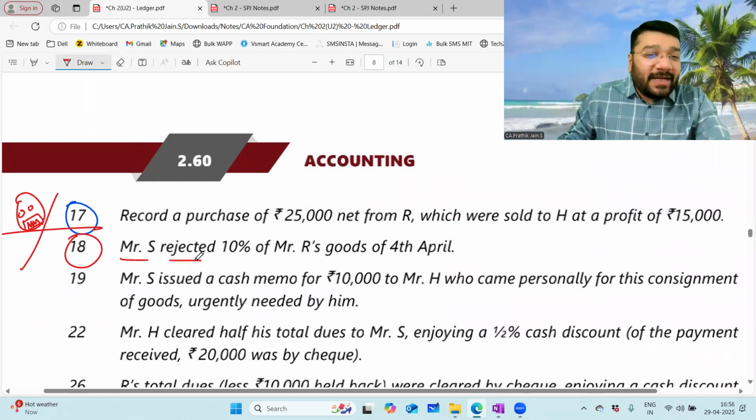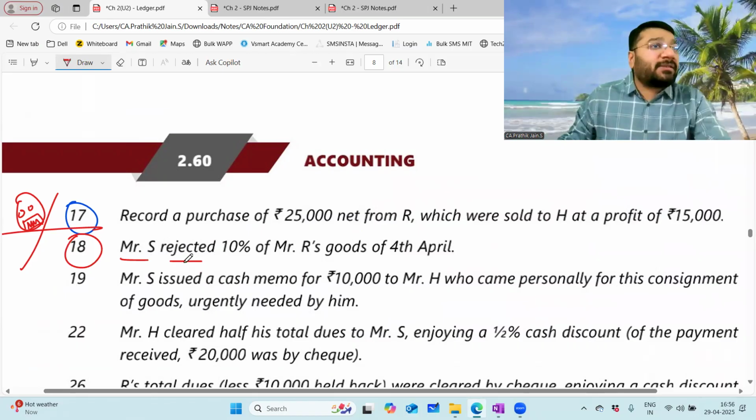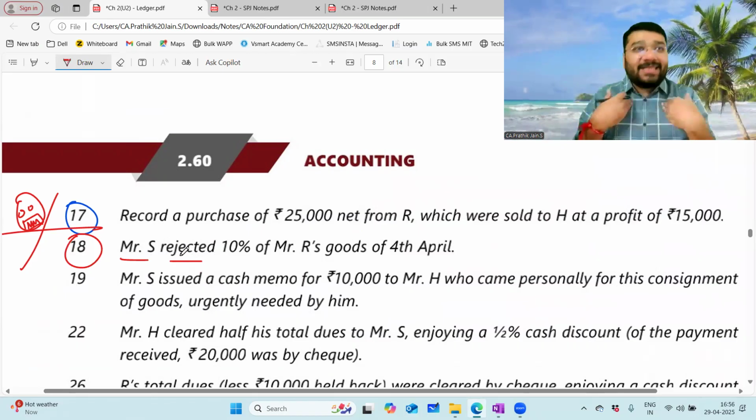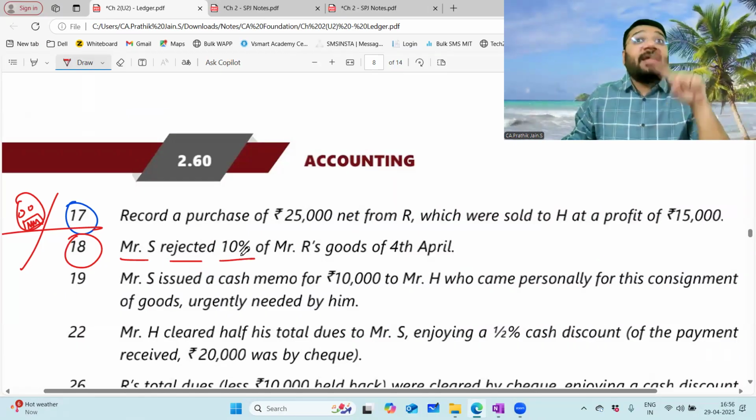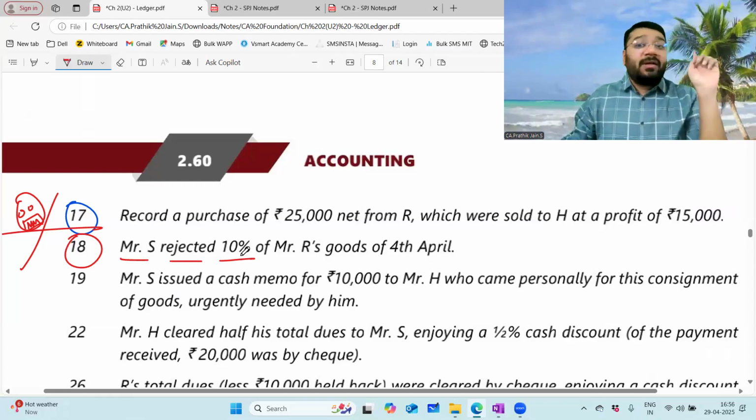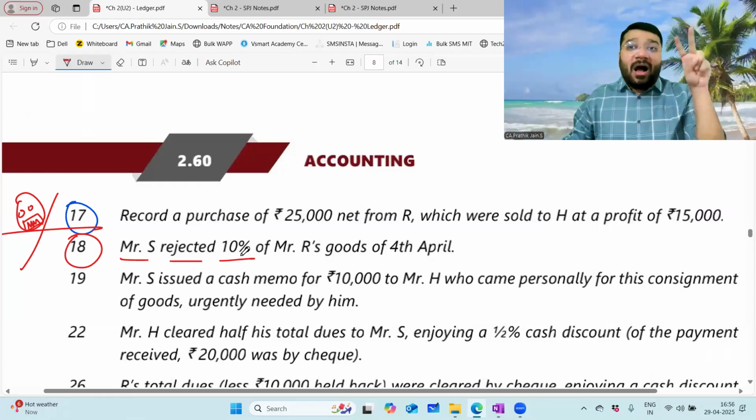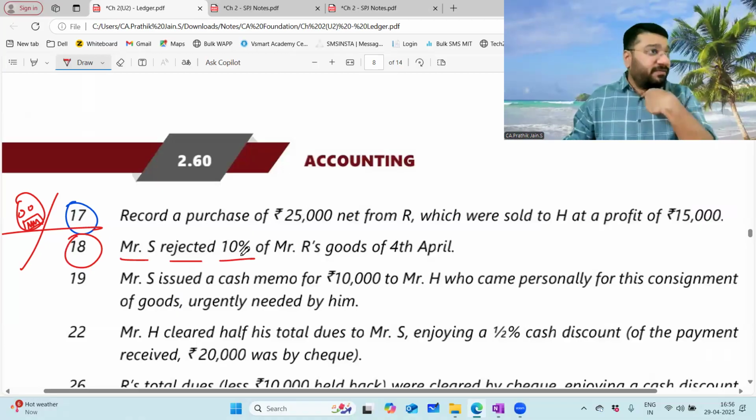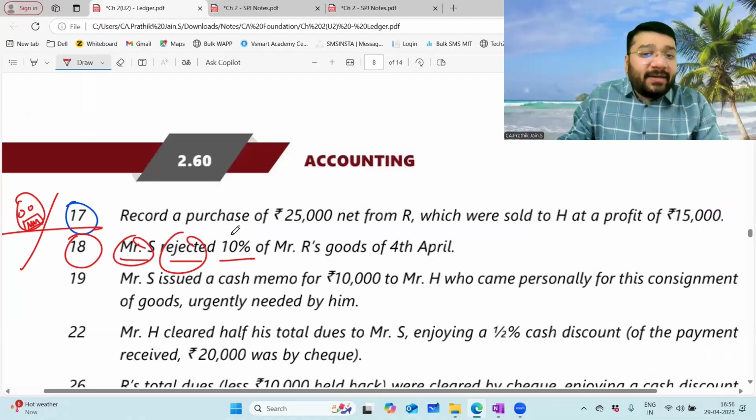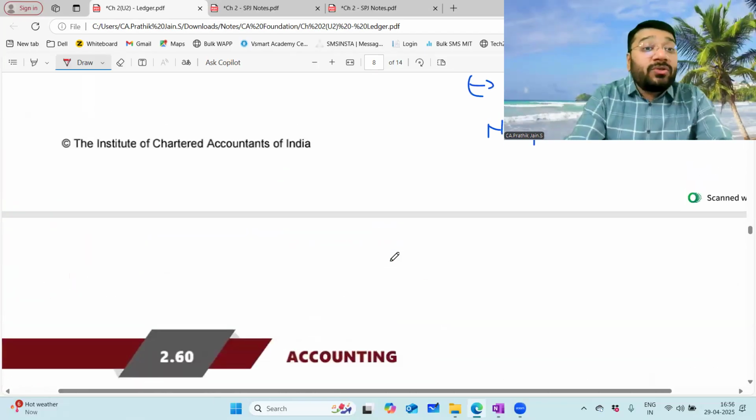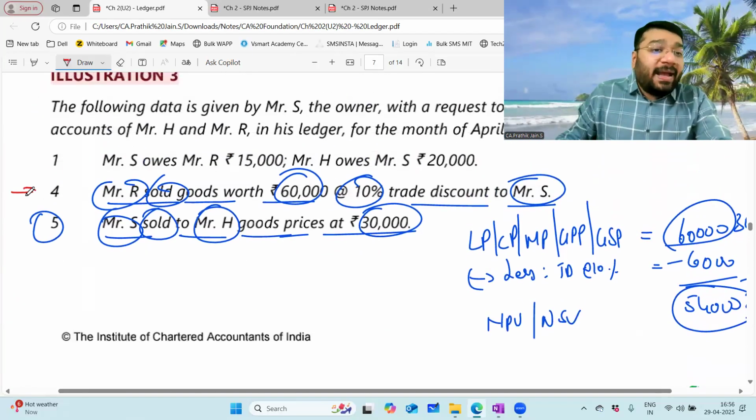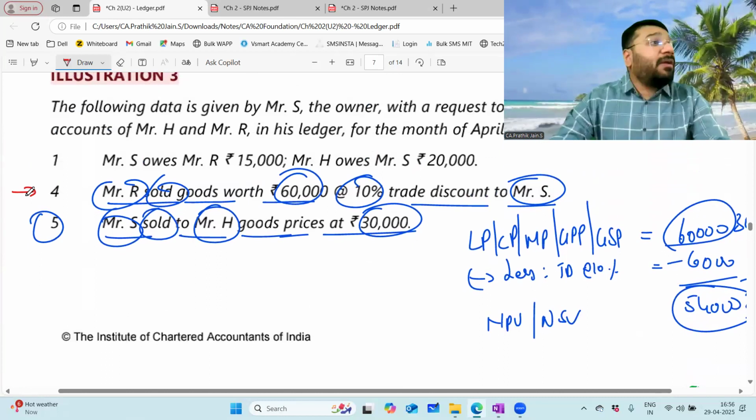Now, Mr. S rejected. Who's Mr. S? Debtor or creditor? Sir, Mr. S is we, sir. Mr. S rejected means we rejected, because you have to be very clear who's having what role. H is debtor, R is creditor, S is we. We rejected 10% of Mr. R's goods on 4th April. So whatever goods were purchased on 4th April, in that there was some defect. And by that virtue, we had returned 10% of the goods.